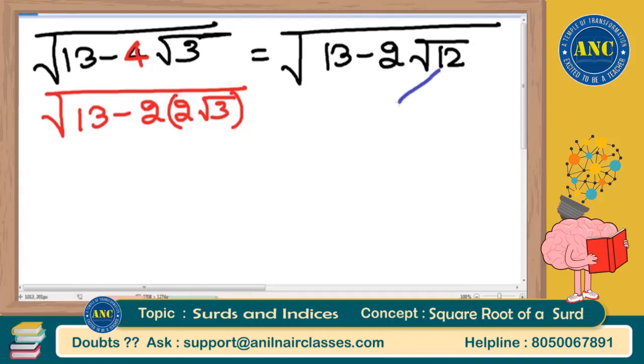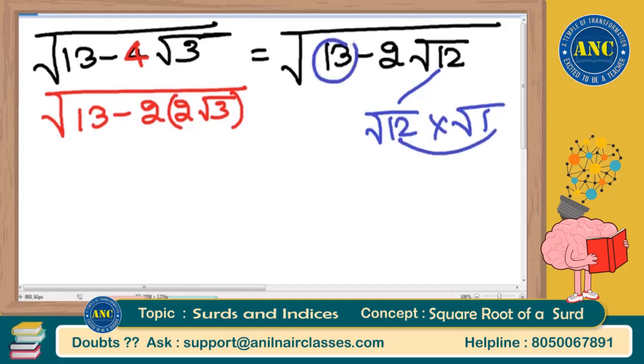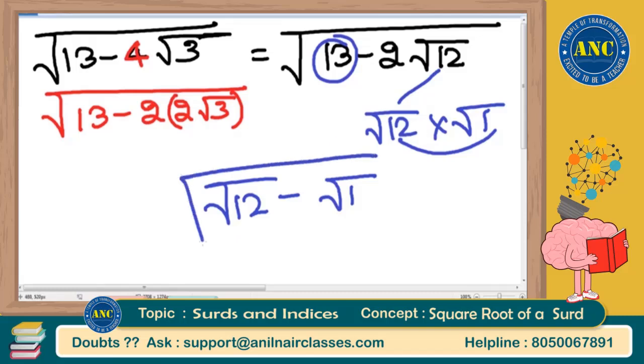Now, same analogy I will implement. Can I say that this root 12 can be written as root 12 into root 1? 12 plus 1 is giving me the other number. So, directly I can tell root 12 and root 1. Because you have a negative sign in between, it is root 12 minus root 1 whole square. Under the square root it becomes root 12 minus root 1. Very, very systematically you can answer the questions.